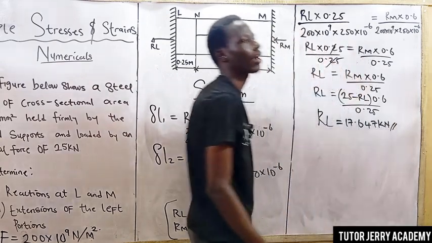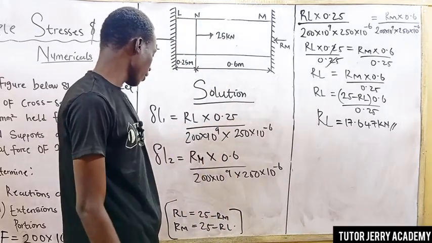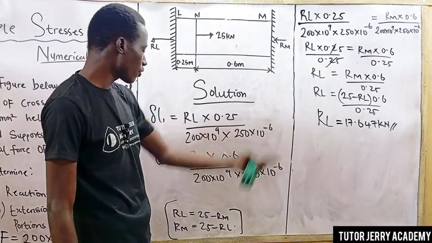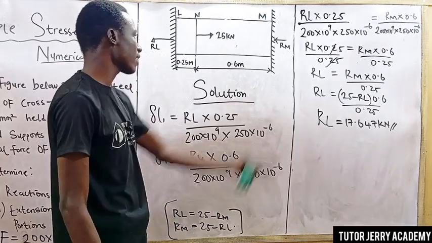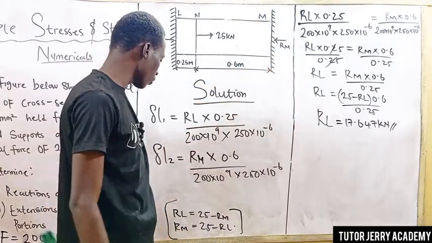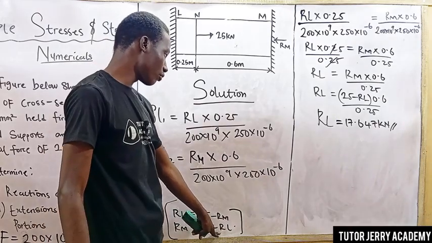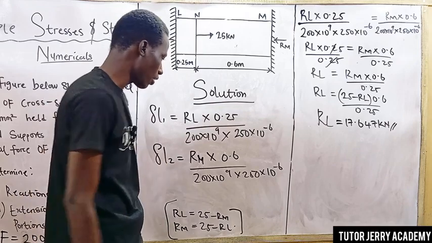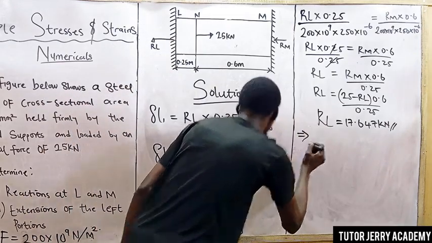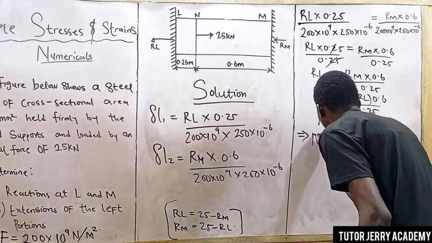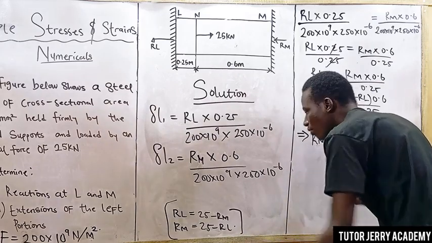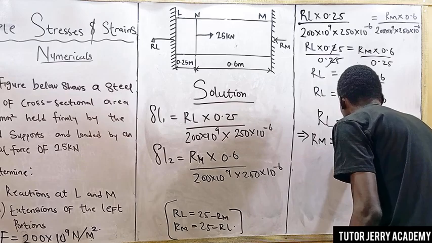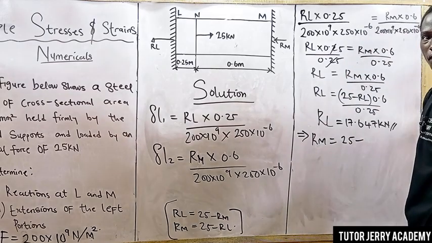So this will be your value for RL. Now, if you come here, in order to get the value for Rm, that is the reaction at M, what will you do? You can just impute your value, that is the value of RL, in this equation here. So this equation says Rm equals 25 minus RL. So we have gotten our value for RL.